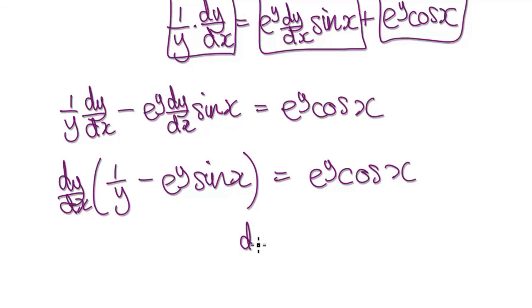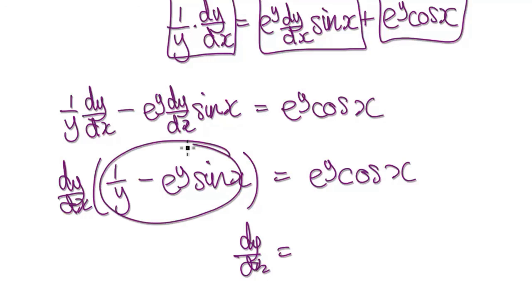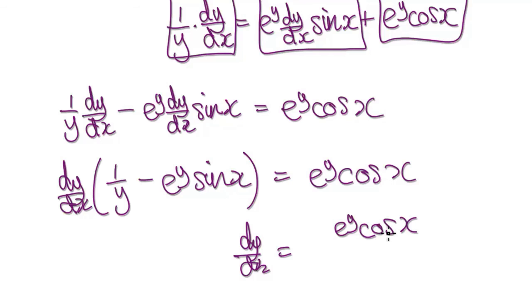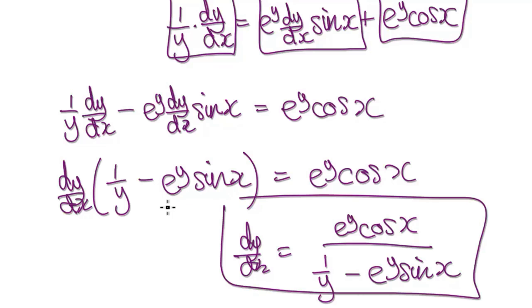Now to get dy by dx on its own, you would divide both sides by this thing here. So that would be e to the power of y cos x divided by 1 over y minus e to the power of y sine x. So this is our final answer.